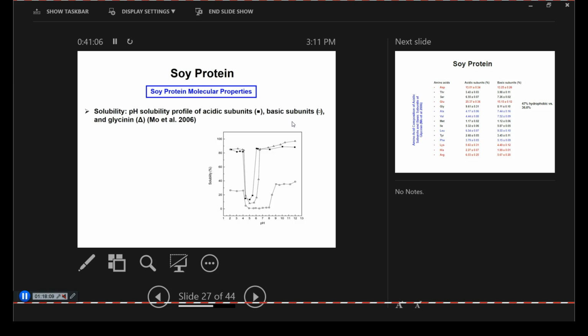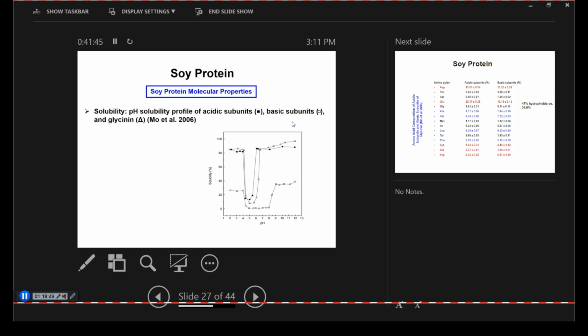Anyway, the acidic subunit is this black square, and the glycinin, which contains both subunits, is the triangle. And here we don't have the 0.5 ionic strength, so it's not under the ionic strength condition that we saw in the earlier paper. So we do see that bell shape. It's probably lower than 0.5, but they don't report what the ionic strength is. So we see the typical bell shape for glycinin.